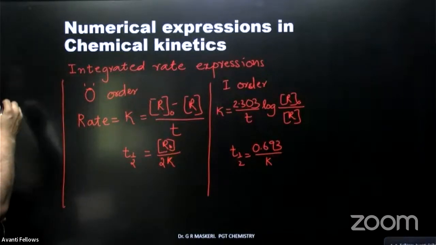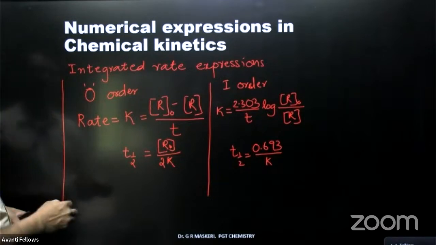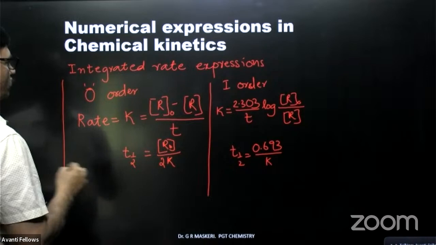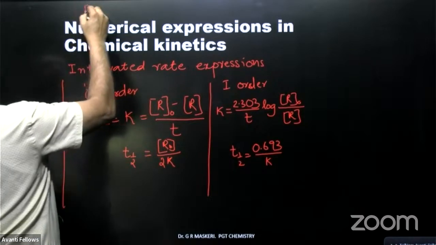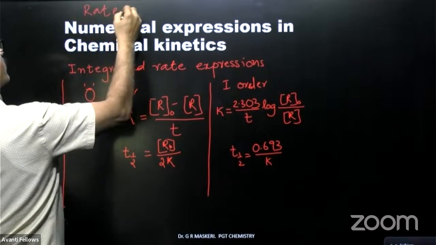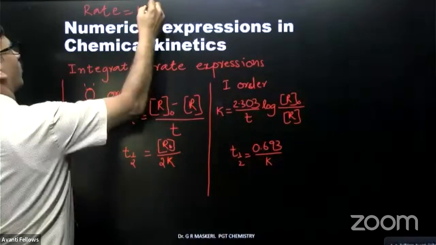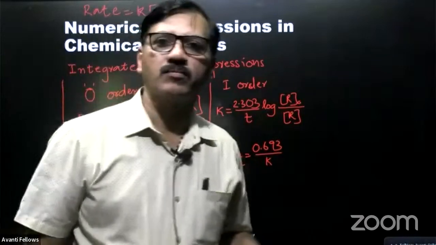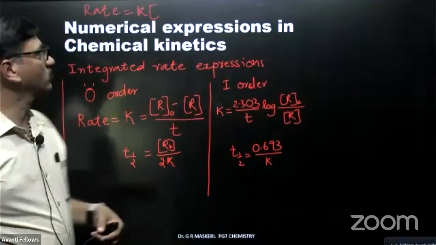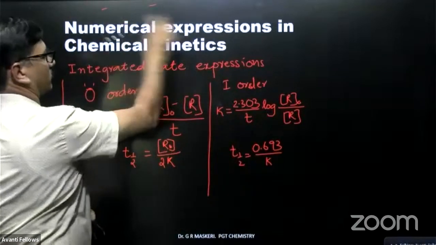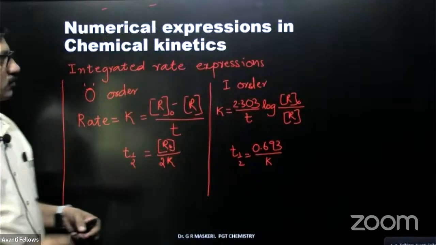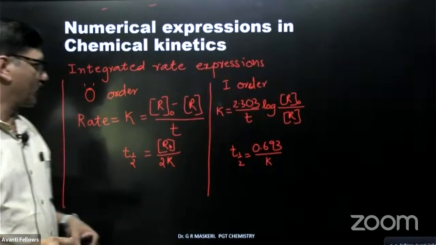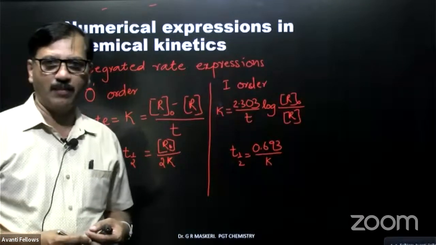And initially we defined rate, okay, we can write here. Rate is equal to K into, if A and B are the two reactants, can you see that? Okay, it's not possible. I leave this place.